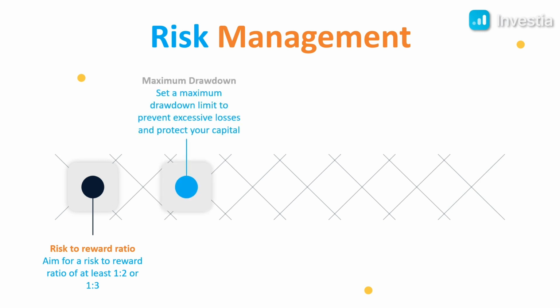2. Maximum drawdown, which is the largest percentage drop in your trading account equity from its peak. We highly advise you to set a maximum drawdown limit to prevent excessive losses and protect your capital. Cease trading if you reach this limit to reassess your strategy.